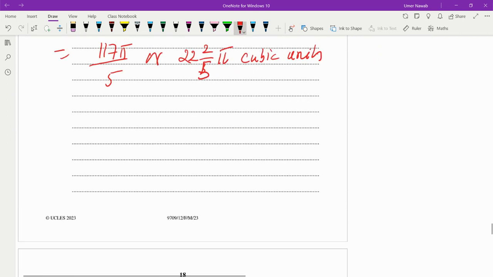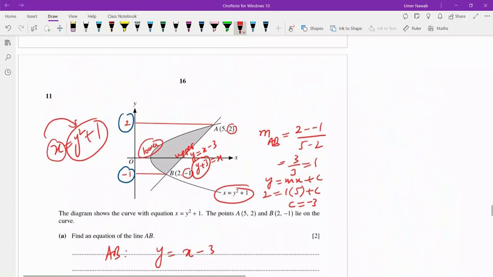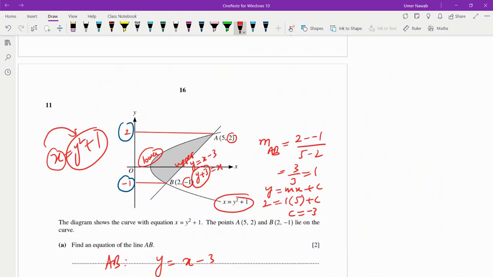So alhamdulillah guys, I'm done, and I hope this effort of mine will help you to understand the concepts behind solving the past paper. My aim was not to solve the past papers. I wanted you to revise the concepts of 9709 pure mathematics.